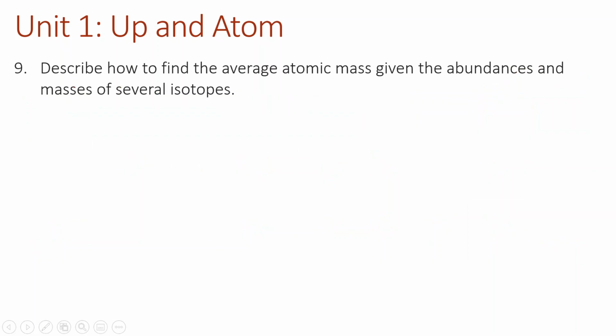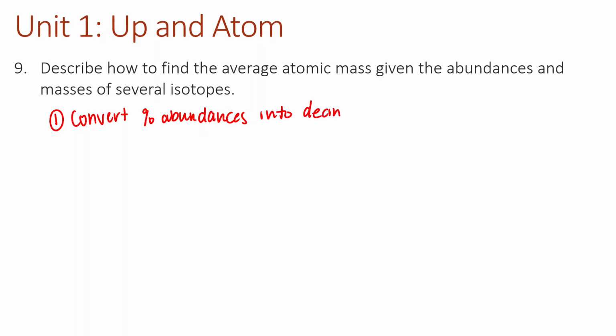Question 9, we want to describe how to find the average atomic mass given the abundances and masses of several isotopes. So our first step is going to be to convert our percent abundances into decimals. Basically, what we're doing here is we're just going to divide by 100.